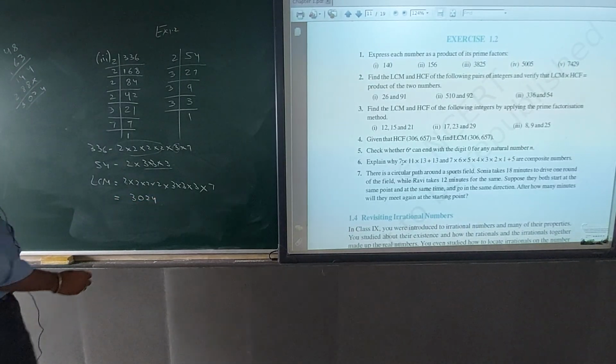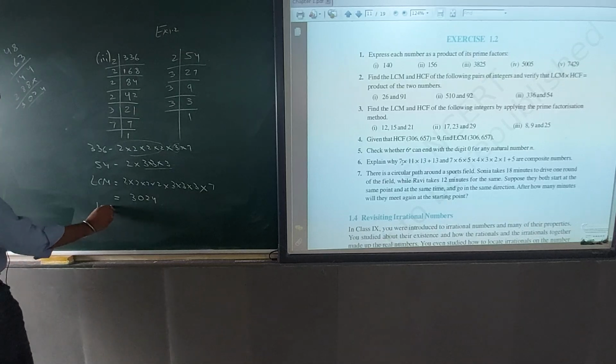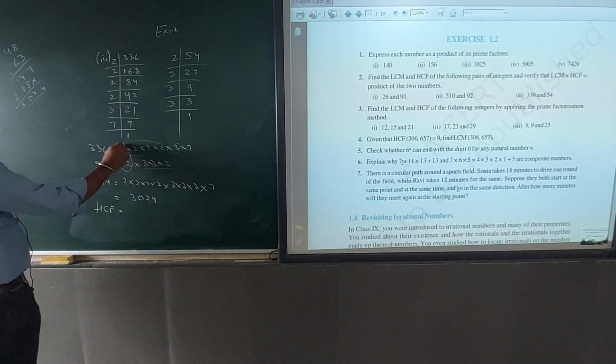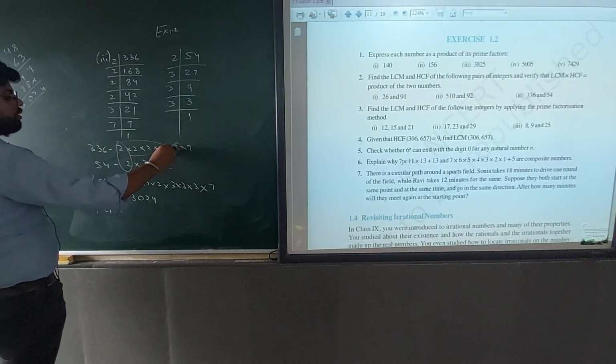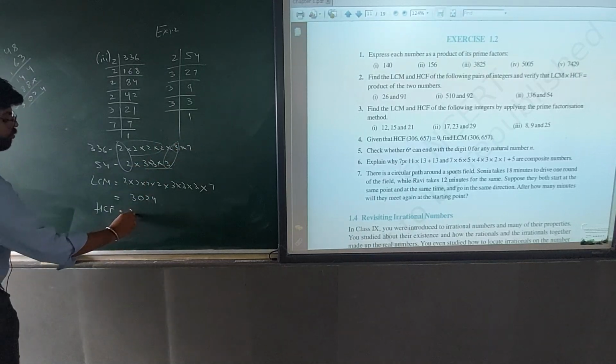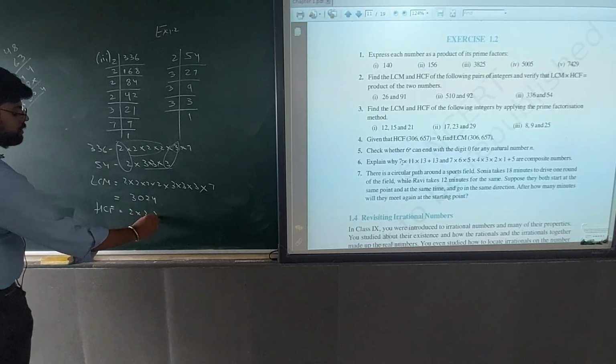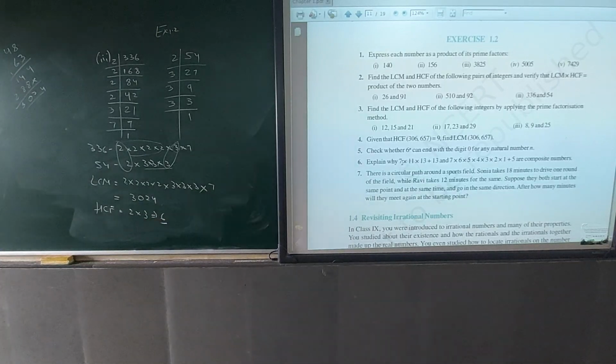And what is the HCF? I said the common parts. This will be the common, and only this will be the common: 2 into 3. The answer is 6. So LCM is 3024 and HCF is 6.